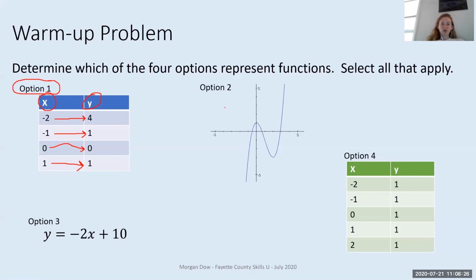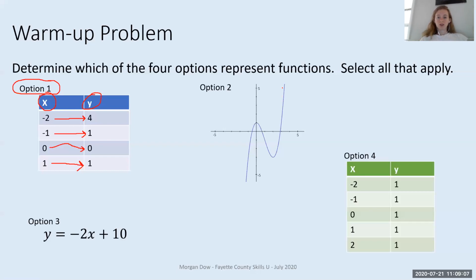All right, let's move on to option number 2. Option number 2 is showing us a graph. So we need to recall how we determine if something is a function by looking at the graph. The way that we do that is called the vertical line test. We use the vertical line test to determine if a graph shows us a function or not. We either imagine or we draw vertical lines through the graph. And if those vertical lines only cross the graph once, then it is a function. If they cross the graph more than once, then it is not a function.